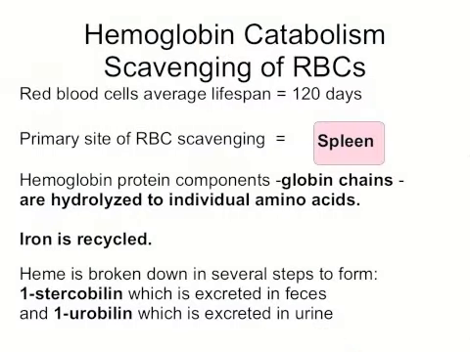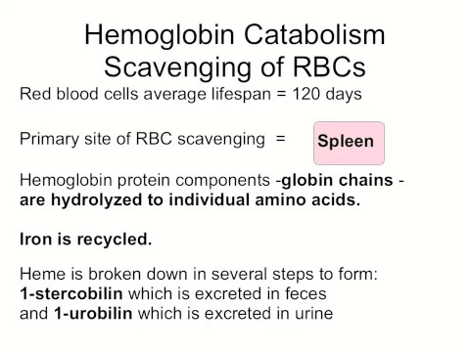Now that we've looked at how heme is made, let's look at how heme is catabolized. As we said before, red blood cells circulate for an average of 120 days in the bloodstream, and they are filtered out of the bloodstream by the spleen. The hemoglobin protein components, the globin chains, are hydrolyzed to individual amino acids. The iron is recycled, and the heme is broken down in several steps to form one stercobilin, which is excreted in the feces, and one urobilin, which is excreted in the urine.